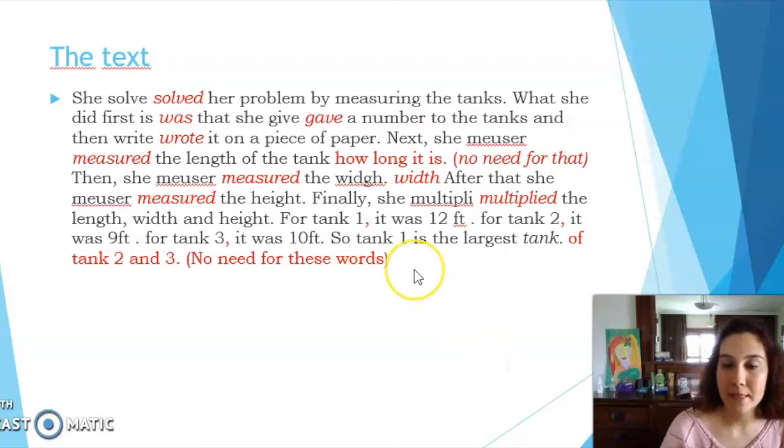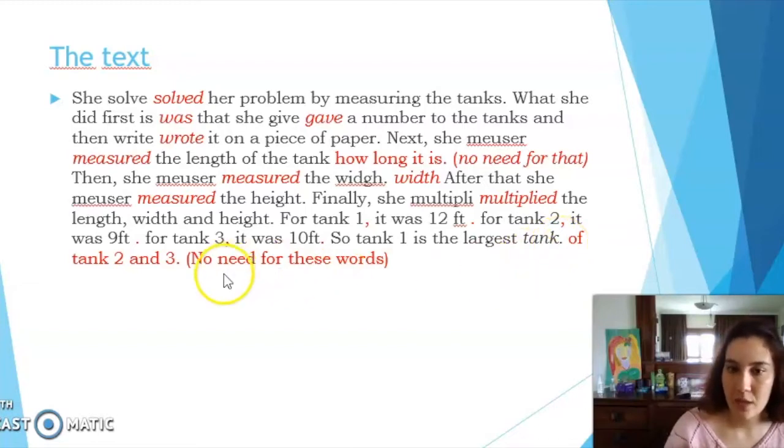Okay, let's look at the last sentence. So tank 1 is the largest tank of tank 2 and 3. At the end, there's no need for the words tank 2 and 3, because she already gives the meaning with this sentence. So tank 1 is the largest tank. It gives us the meaning directly, so we don't need these words at the end.